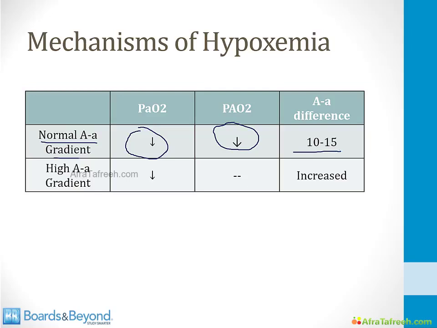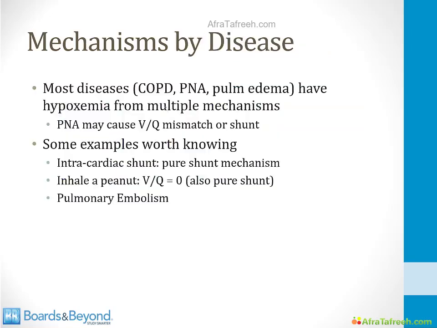In patients who have an increased AA gradient with hypoxemia, they are also hypoxemic, so arterial oxygen content is low, but their alveolar oxygen content has not decreased, and for this reason the difference between the alveolar and arterial oxygen content is increased and the AA gradient is high. Most common disorders we see clinically, like COPD and pneumonia and pulmonary edema, have hypoxemia through multiple mechanisms. For example, patients with pneumonia can have VQ mismatch, they can also have shunt, they can also hypoventilate. So you're not going to be asked on Step 1, for a patient with pneumonia, what's the mechanism of hypoxemia?